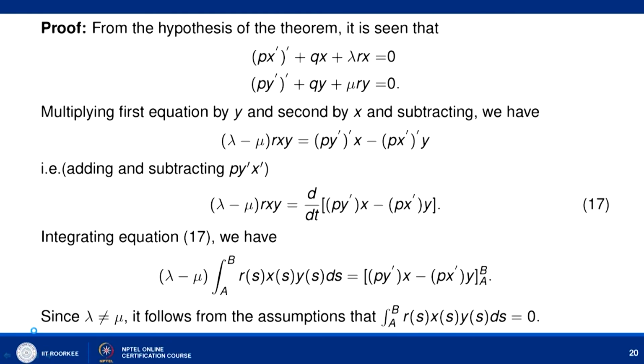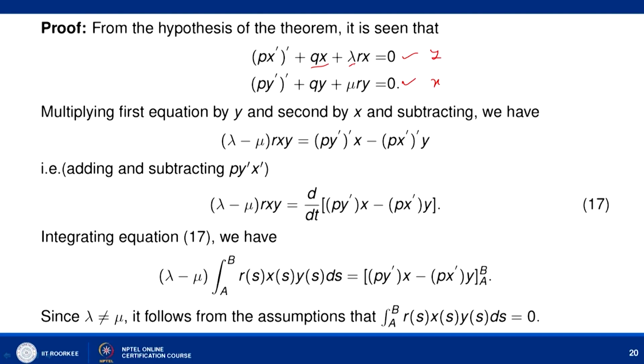So, from the hypothesis of the theorem we know that corresponding to lambda, x is the solution of this Sturm-Liouville equation: (p x dash) dash plus q x plus lambda r x equal to 0, and (p y dash) dash plus q y plus mu r y equal to 0. That is what is given here, that x is a solution of this and y is a solution of this. Now, simplify this by multiplying the first equation by y and the second equation by x and subtracting. When you do this, the term q x y minus q y x will be cancelled out.